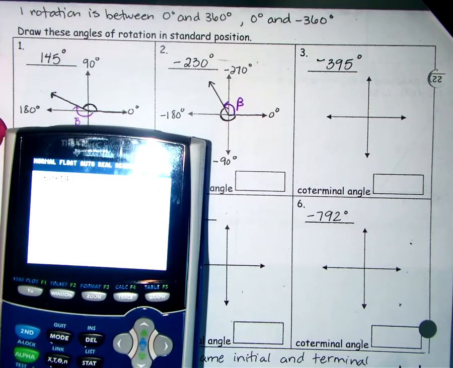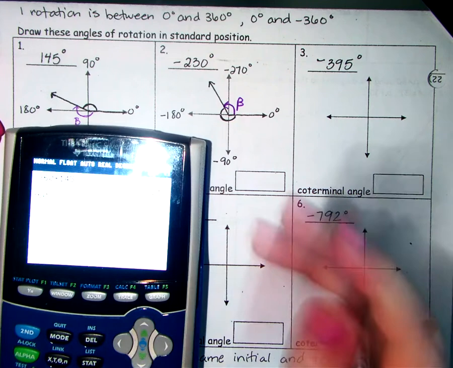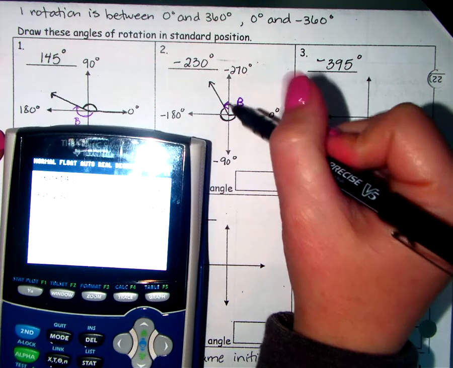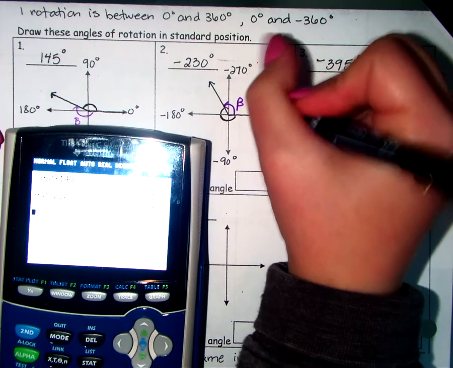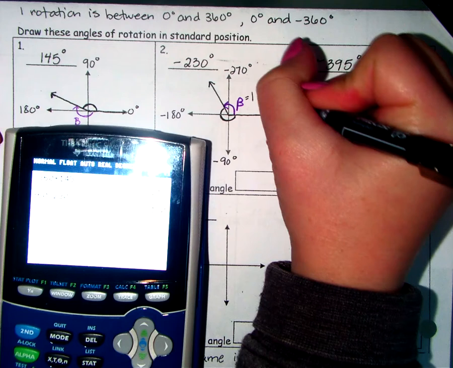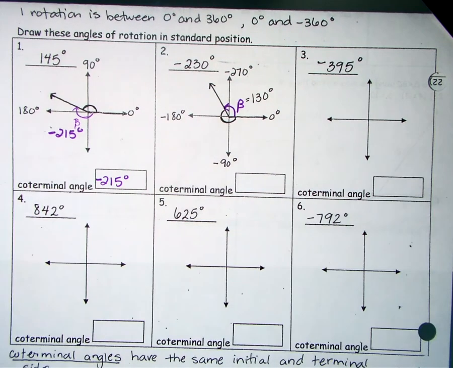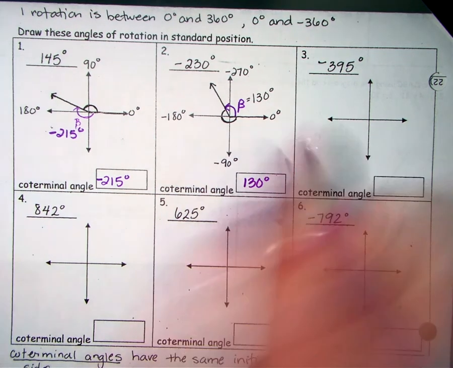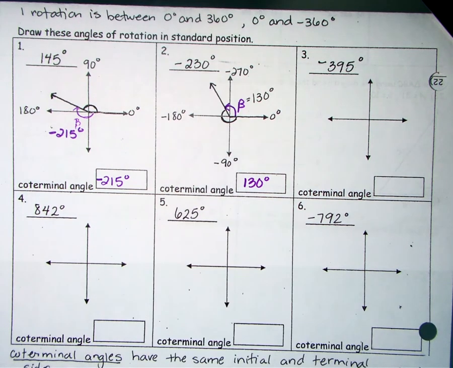What I'm going to do is move around in the positive direction 360 degrees, but then subtract off that 230. And that's going to give me the difference right here between my two angles. So this angle beta is the same thing as a positive 130 degrees. So what we would say then is that 130 degrees is coterminal with negative 230 degrees. They start and stop in the same place.